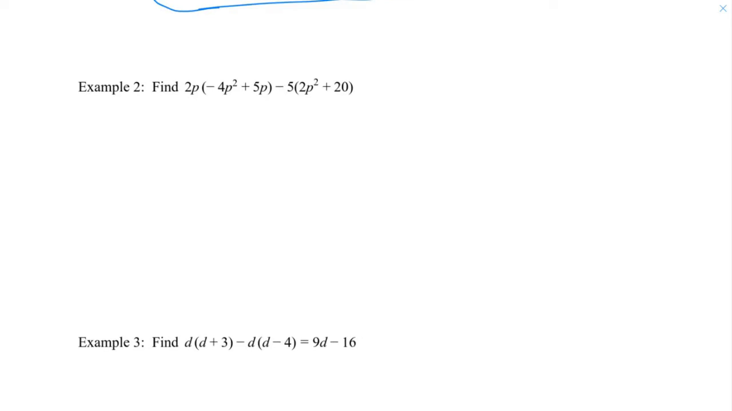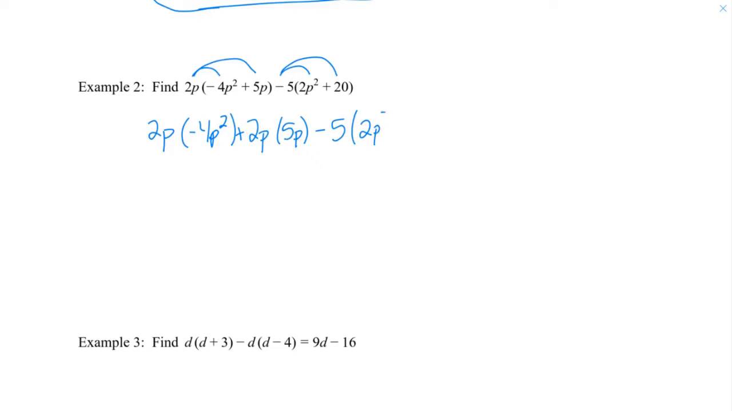Let's take a look at our next example. So next example, you can see we are getting a little bit more complicated here. Notice that we have two sets of parentheses, so two portions that we're going to need to distribute. So the first part, we're going to distribute 2p to negative 4p squared and 5p. Second part, we're going to distribute a negative 5 to 2p squared and to 20. So I'm going to write all of that out here as we multiply. So we have 2p times negative 4p squared. We have 2p times 5p. Then in the second set, we have negative 5 times 2p squared and negative 5 times 20.